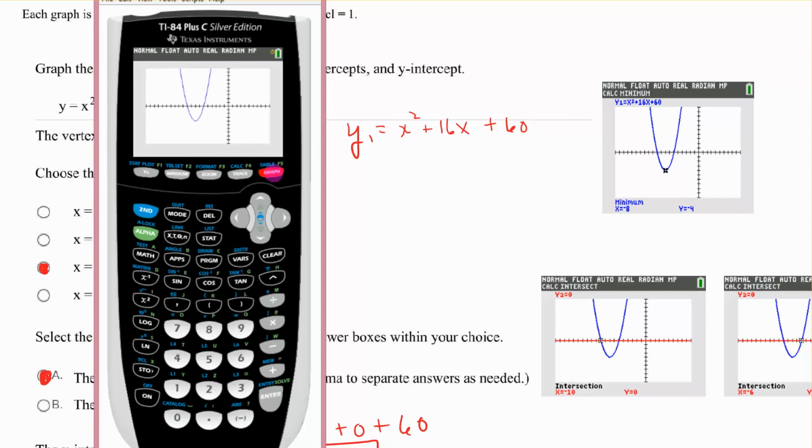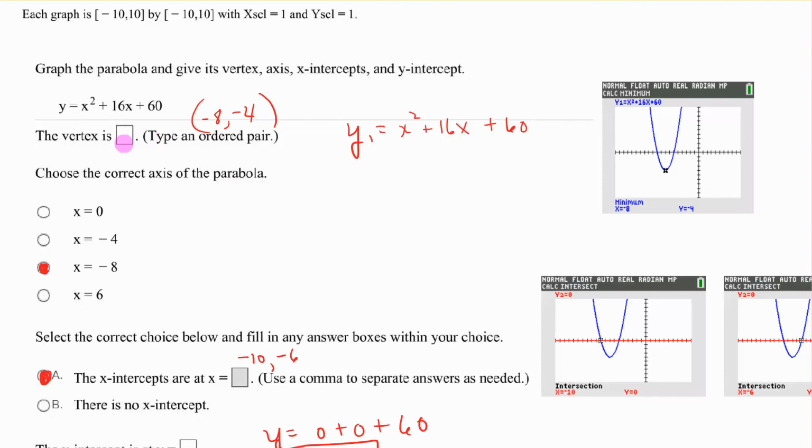To find the min, second calc. I think I hit that twice. Let me do that again. Second calc min is number 3. Now you want to move your cursor so that you're to the left of that minimum point and hit enter. Then you want to move it to the right of that minimum point and hit enter. Then you hit enter a third and last time, and the minimum is -8, -4.